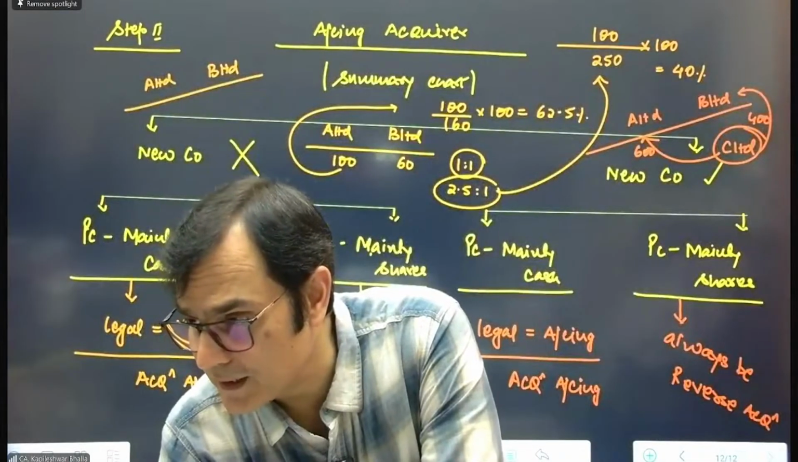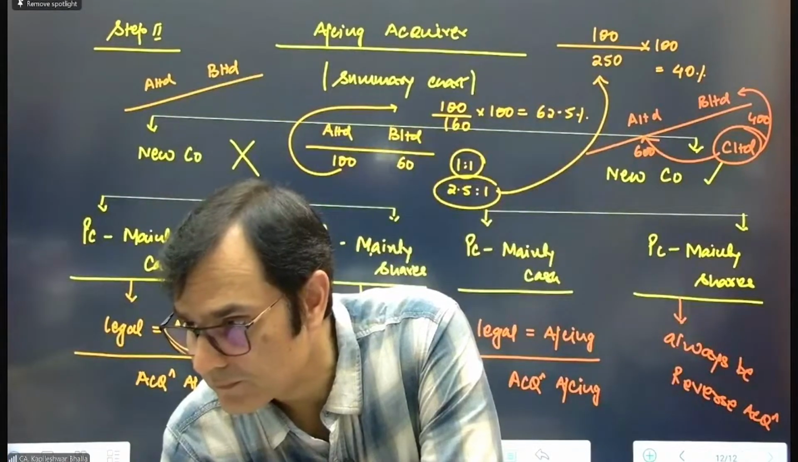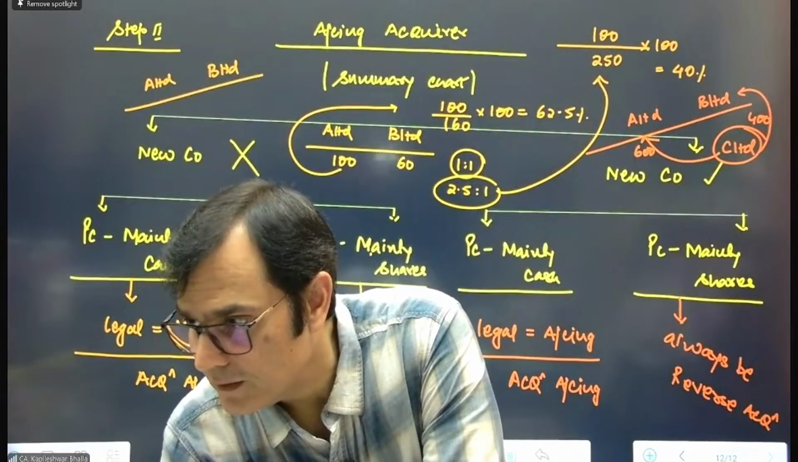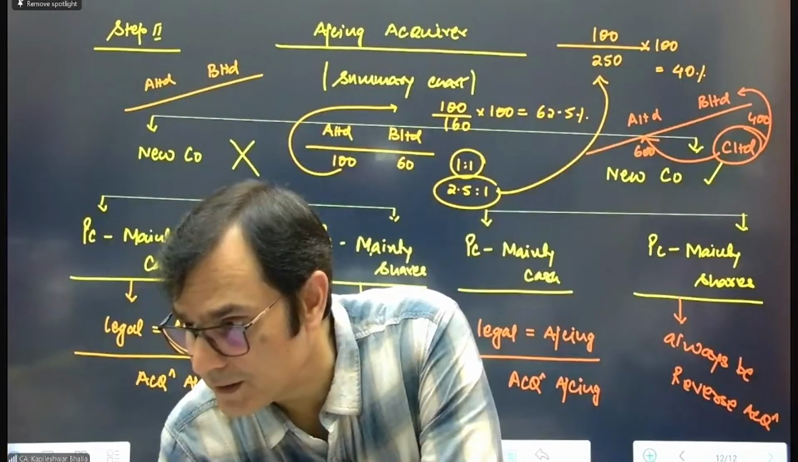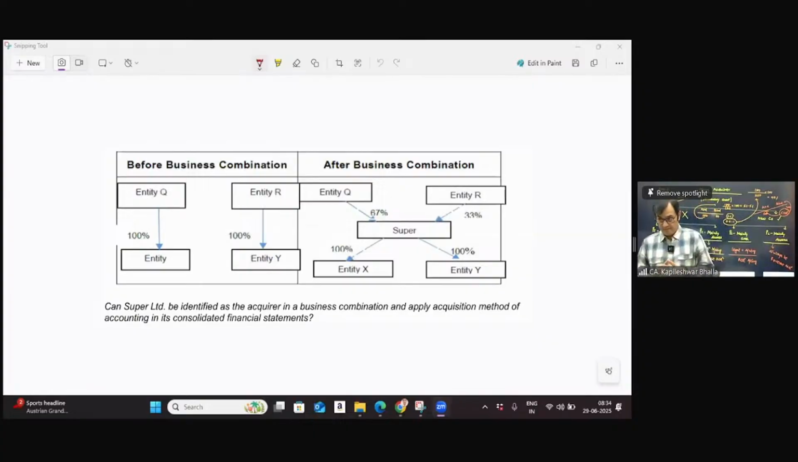Great. Let's take it further to give you the diagrammatic view as well. So the accounting is a reverse accounting. The accounting acquirer will be X in that case. In this particular case, you can say the company Q is the legal acquiree, but it is supposed to be the accounting acquirer. Super is supposed to be the legal acquirer, but it is going to be considered as the accounting acquiree.